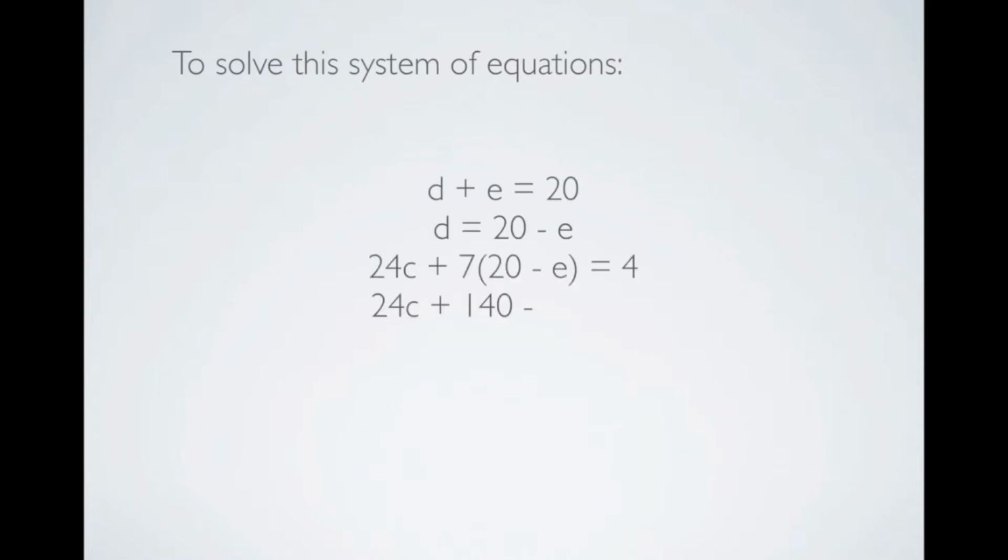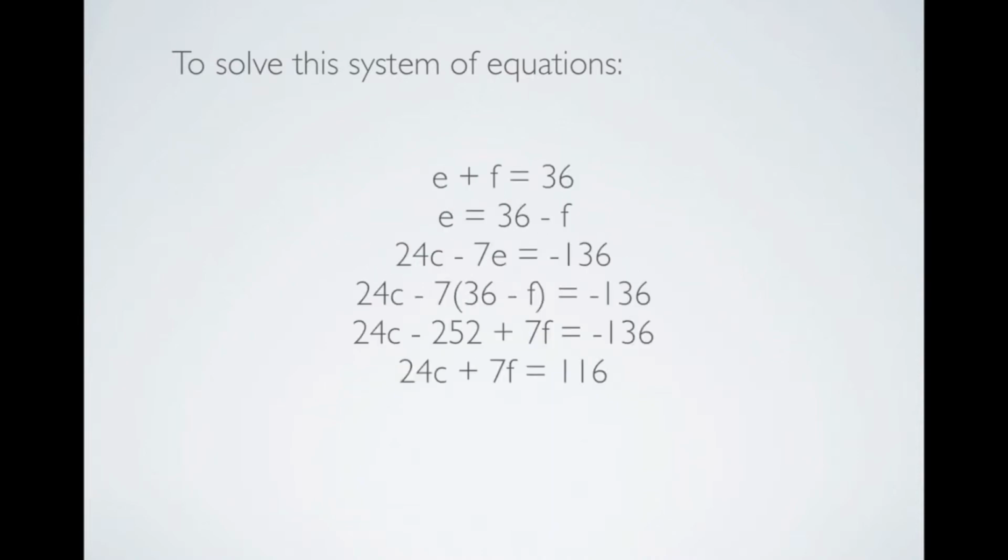Now, if we rearrange the second equation, we can get the value of d to be 20 minus e by subtracting e from both sides. If we substitute this value of d into equation 1, we get 24c plus 7 times d, which is 20 minus e, to be equal to 4. So 24c plus 140 minus 7e equals 4. If we take 140 from both sides, we get that 24c minus 7e equals minus 136.